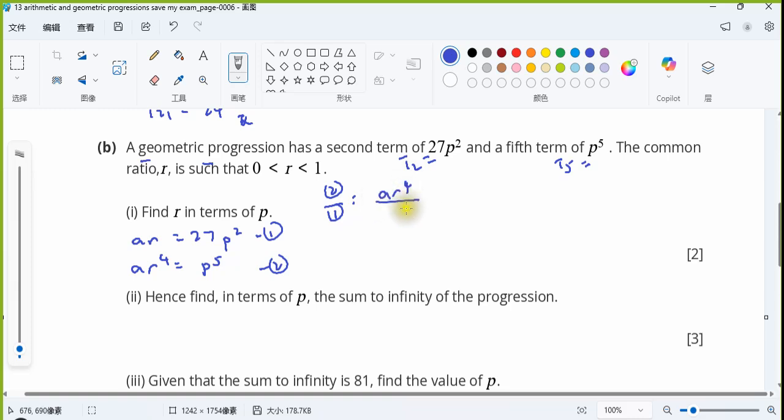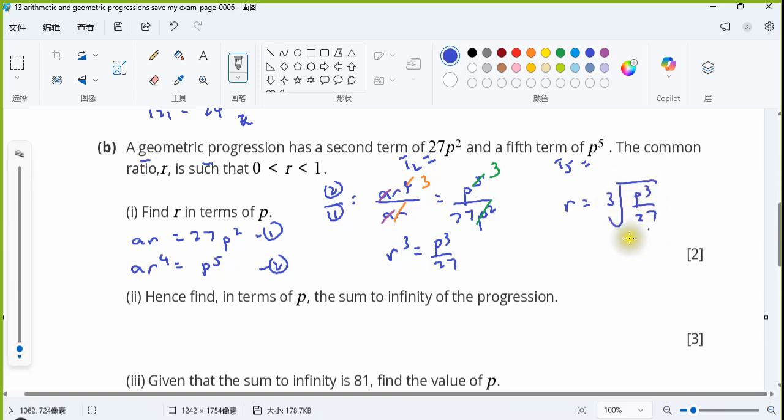Then we have AR to the power 4 divided by AR will be p to the power 5 divided by 27p squared. So we cancel here and here and here. So we have r cubed equal to p cubed over 27. So we will have r equal to the cube root of p cubed over 27. Then r is p over 3. Okay.